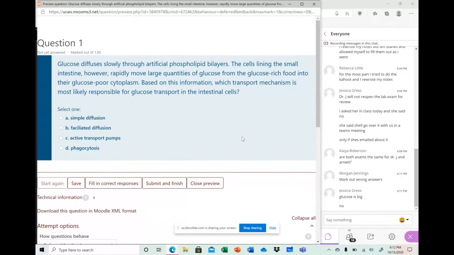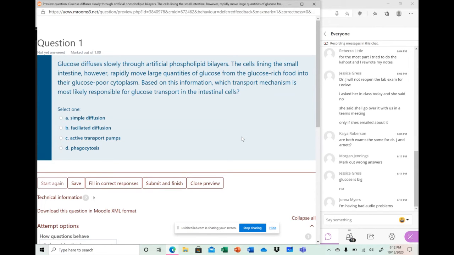Okay, so let's take on the second part of this question. It says that we're moving large quantities of glucose from glucose-rich into glucose-poor. If we were to reword that, we're moving from a high concentration to a low concentration. Okay, I'm sorry, Jonna. If you need to leave and then come back in, that's okay.